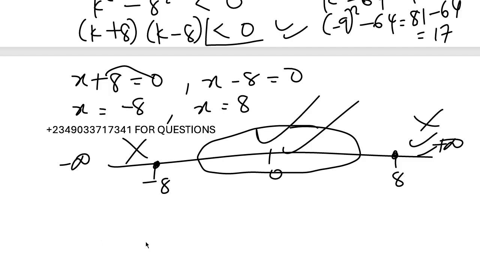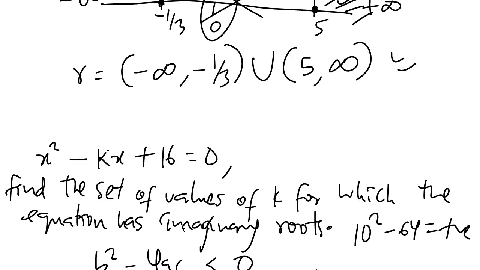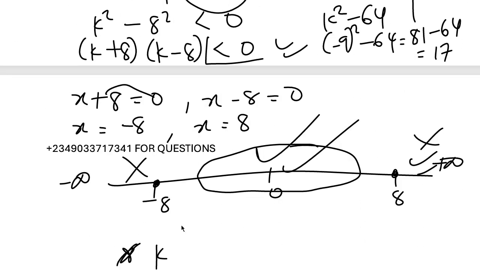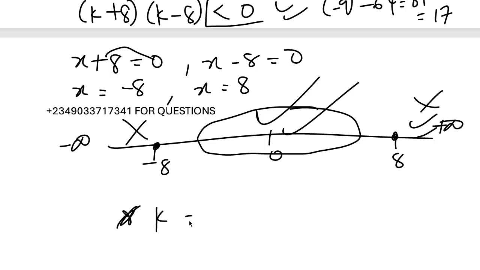So what's your answer? The set of values of k for which the equation x squared minus kx plus 16 equal to 0 has imaginary roots is between minus 8 and 8. Any value in between minus 8 and 8, the equation will have imaginary roots. Do you understand?